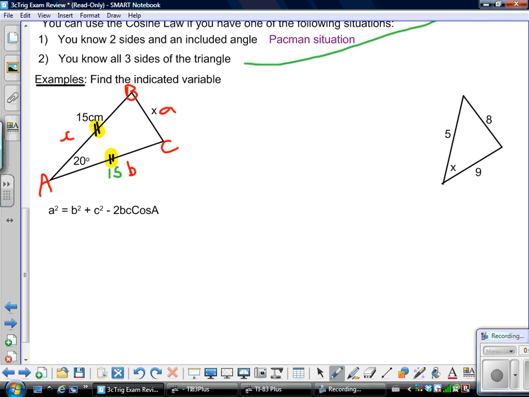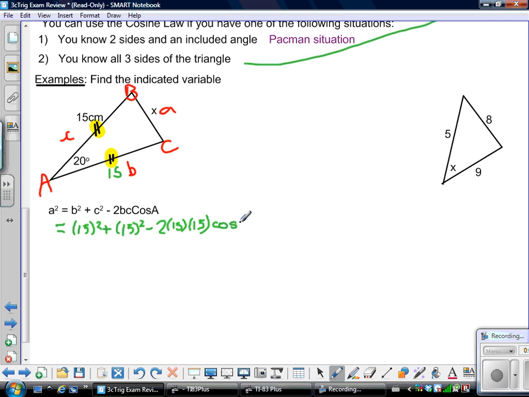Okay, so let's actually fill in the information that we know. So a squared equals b, which is 15 here. So I have 15 squared plus c squared, which is 15 as well. And then I have minus 2 times 15 times another 15, which is also 15 squared, and then the cos of 20.